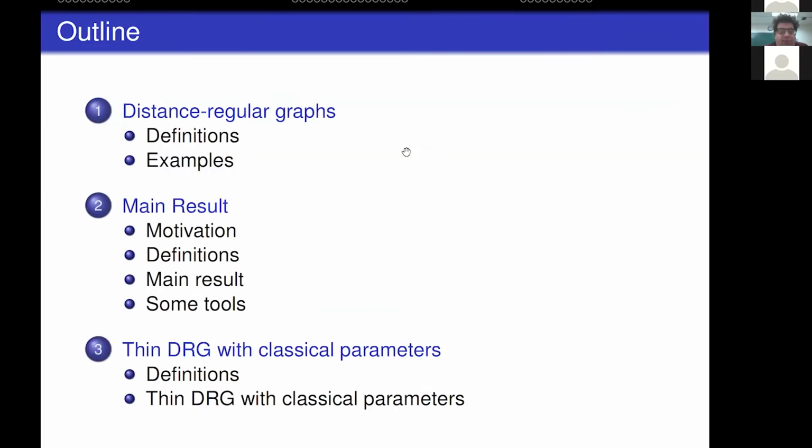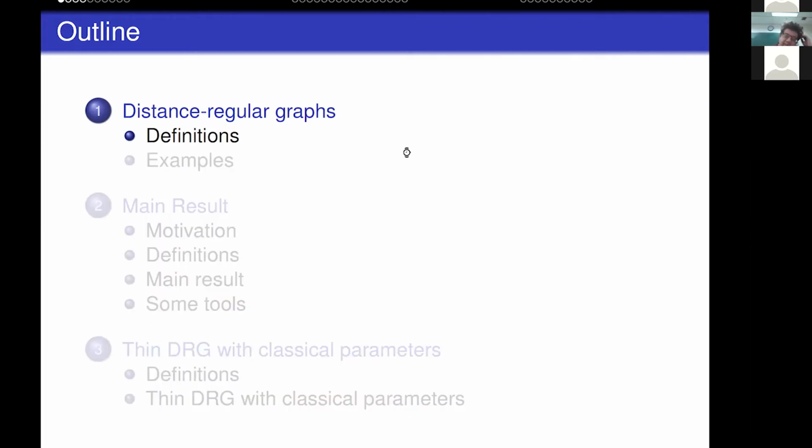My talk is about bounding the intersection number C2 for a distance regular graph. So my talk will consist of three parts. First, I will talk about distance regular graphs. Then I will talk about our main result, and then I will talk about thin distance regular graphs with classical parameters.